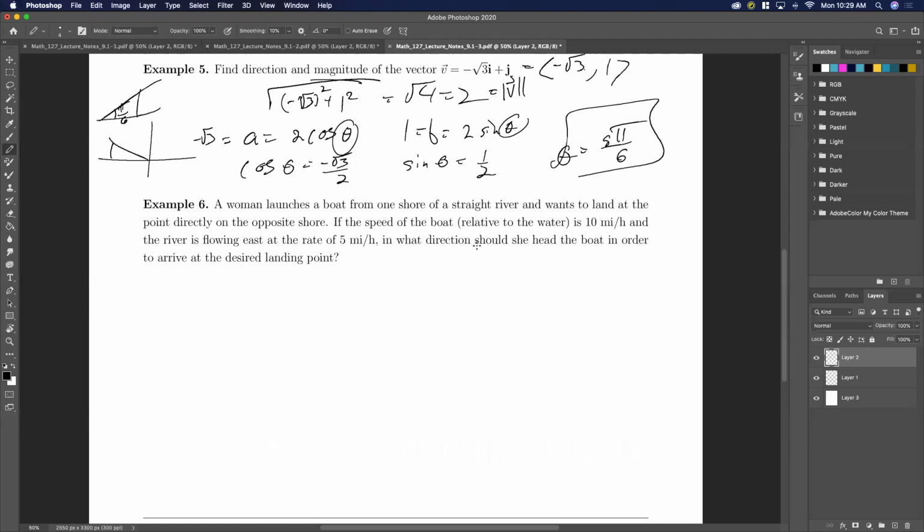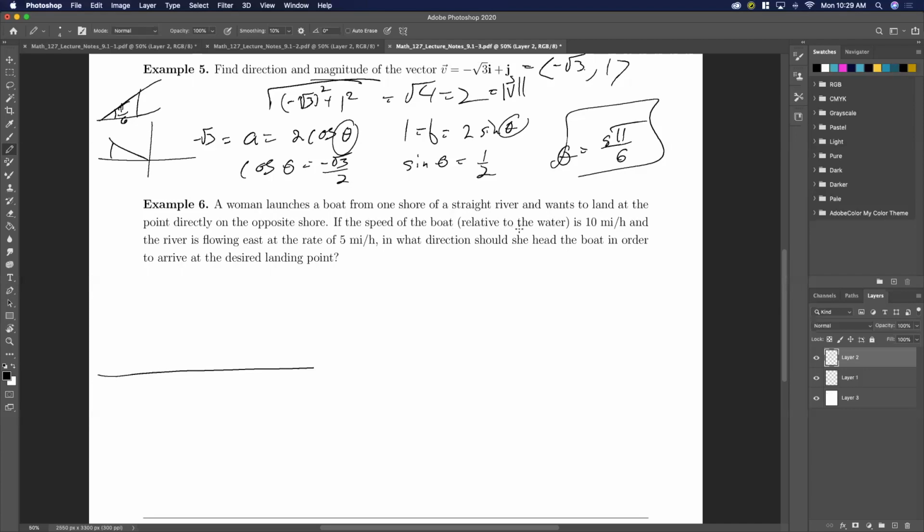All right. Let's do at least one word problem, since this is something I want you to see. I didn't give you a word problem on the homework. So let's do this. A woman launches a boat from one shore of a straight river, right? So we're going to pretend we have a straight river. Not very realistic, but let's go for it. She wants to land at a point directly on the opposite side.